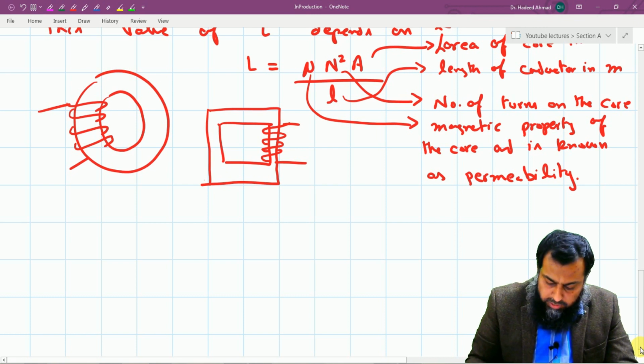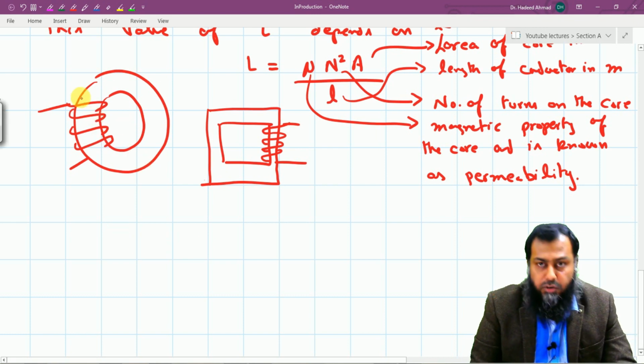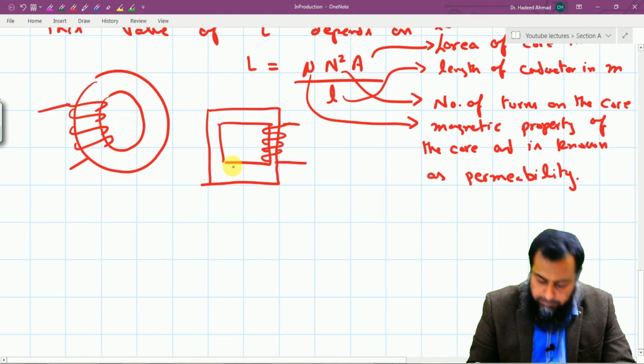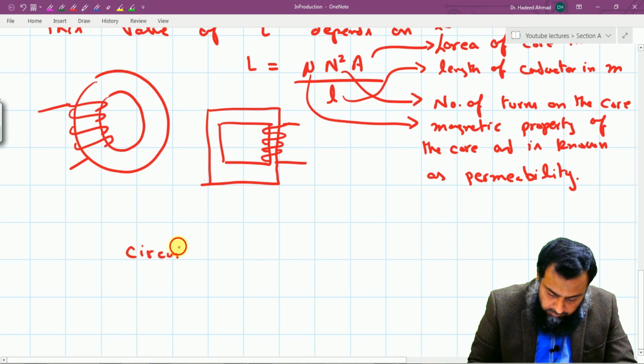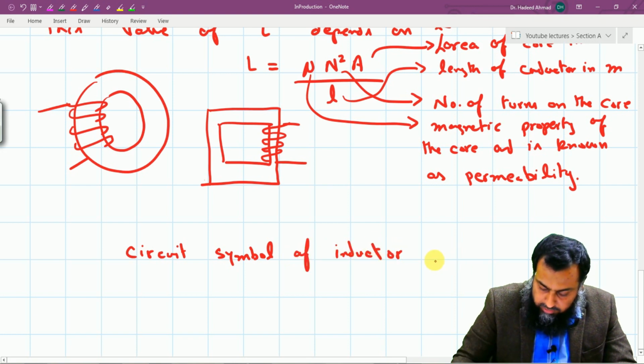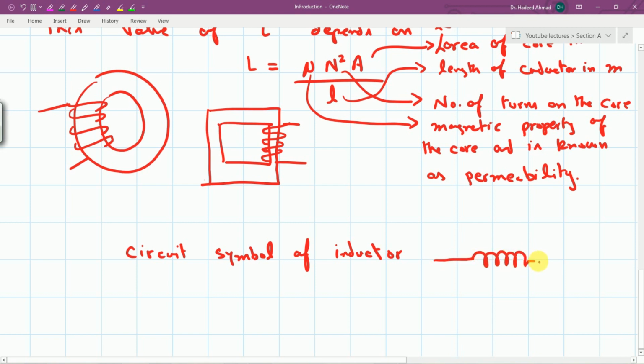So the circuit symbol here, because it is not possible to draw these types of coils every time we draw a given circuit, the circuit symbol of an inductance or inductor is something like this, where we will follow the passive sign convention, and the side where the current is entering is considered the positive side across this particular inductor.